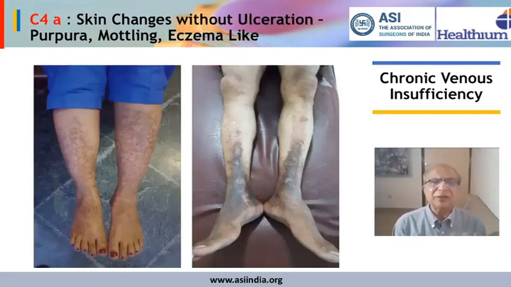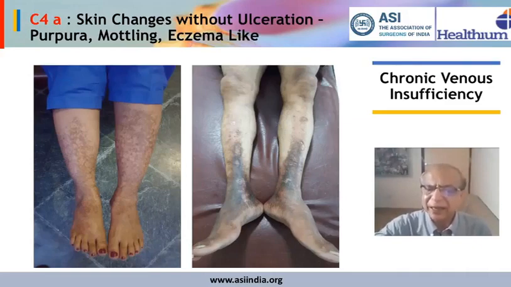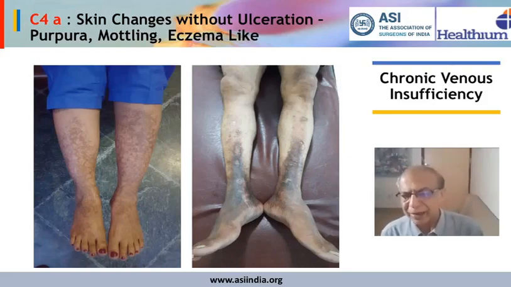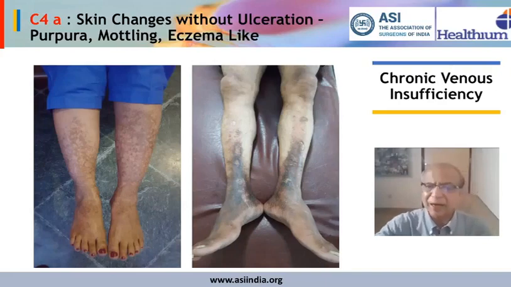Once you come to C4A, when there are skin changes and all shades of skin changes, basically the legs become ugly. There may be purpura-like changes, mottling, eczema-like illness. This is all because the small teeny-weeny veins are leaking. The hemoglobin leaks out into the subcutaneous tissue. It is in the acidic lactic acid atmosphere, causes pain, and is converted into hemosiderin, which is black in color. And this patchy, mottled, mosaic, black coloration leads to eczema-like illness.